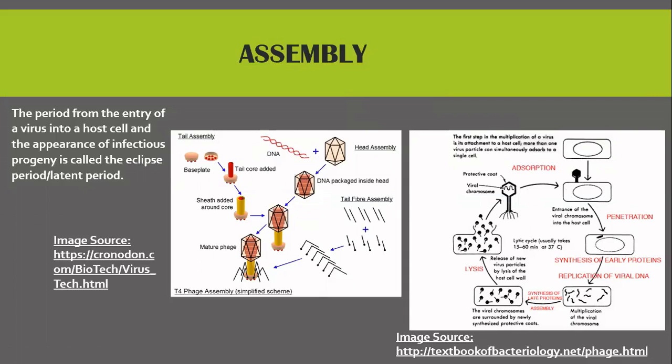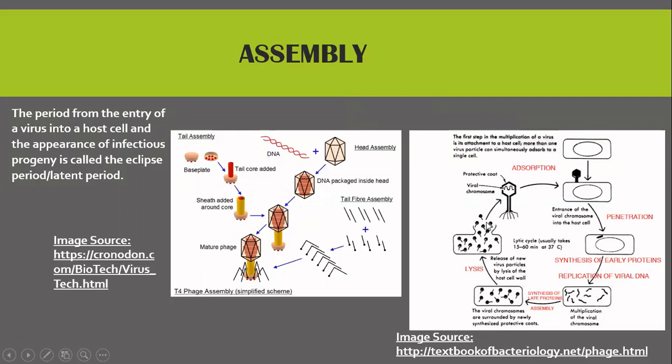So this whole period from the entry of a virus into a host cell and the appearance of infectious progeny is called the eclipse period or the latent period. This duration is around 25 to 35 minutes. And the burst size means how many viruses are released per cell. And the number is around 200.